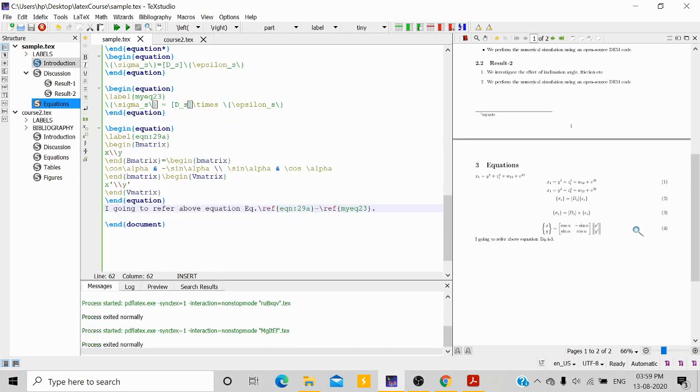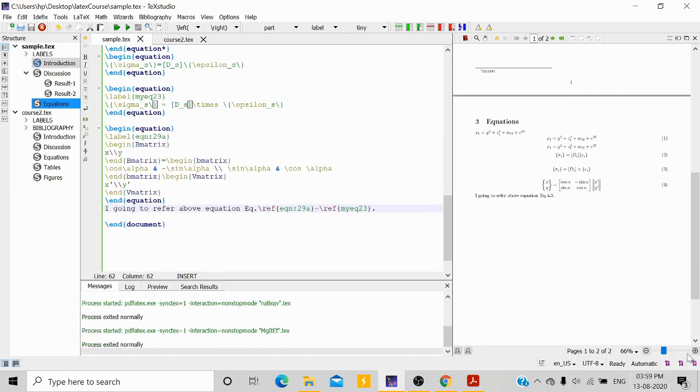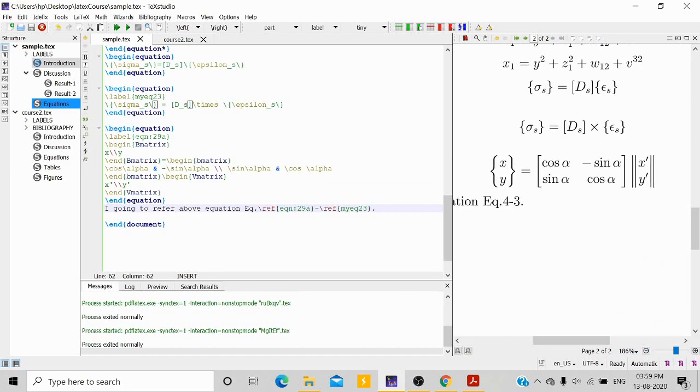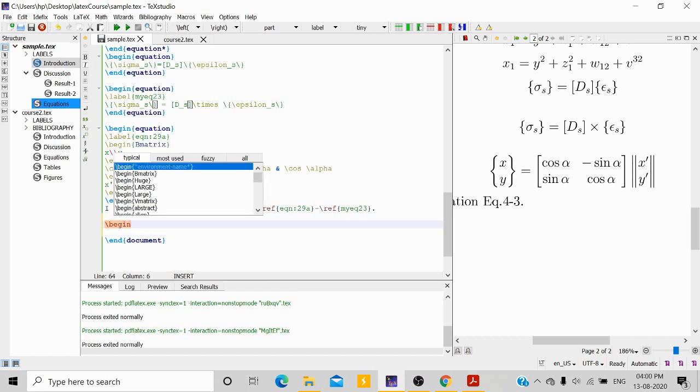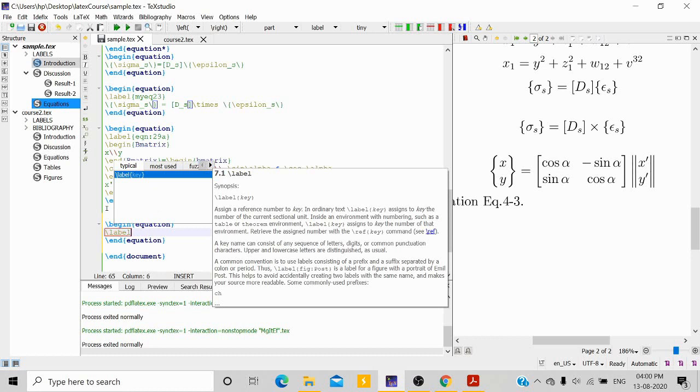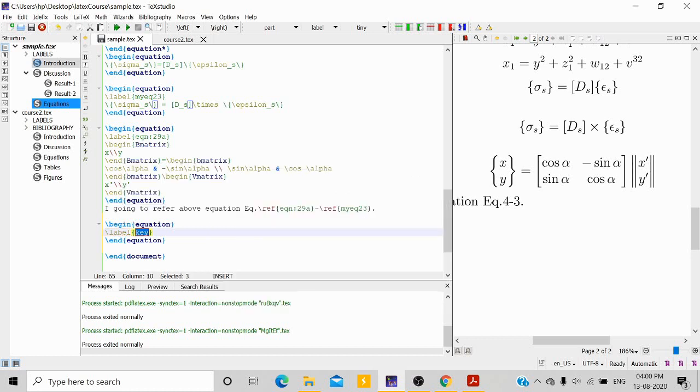Now let me make you understand about this equation. I'll show you. So when you are writing a matrix, okay, you can use bmatrix. You can see, let me write this again here to make you understand. Begin equation, begin equation. First label you can write. You can also end it with label also, like before end equation also you can write. You cannot put the same label in two equations. You have to put a different label.